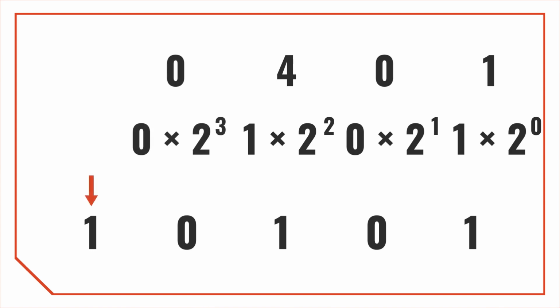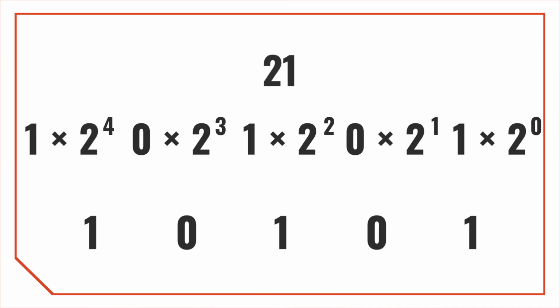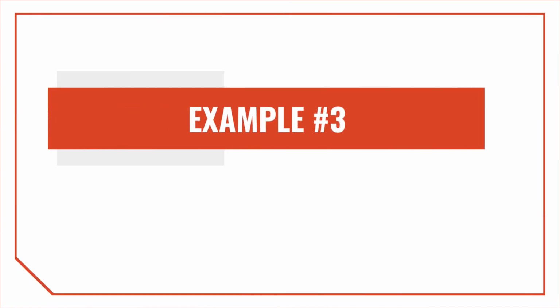The fifth digit from the right is a 1, and it's 4 digits away from the right, so we'll multiply 1 times 2 to the power of 4, which is 16. Then we just add these together. 16 plus 0 plus 4 plus 0 plus 1 is 21. So the binary number 10101 is equivalent to 21 in decimal. And hopefully you're noticing a pattern. So let's go through this one more example to make it really clear.